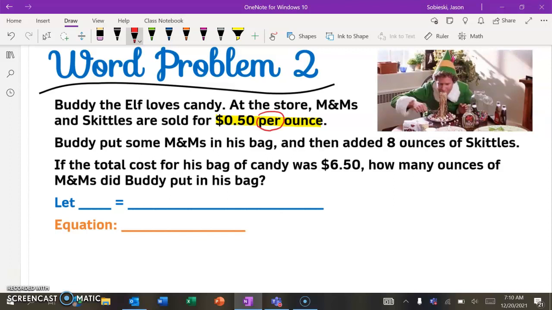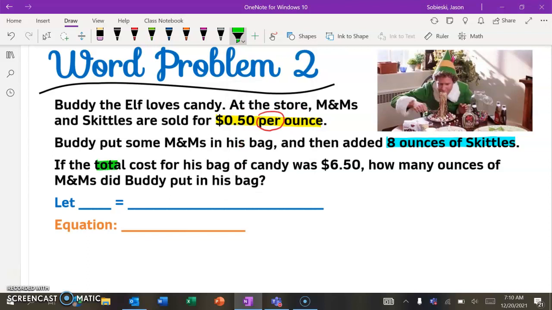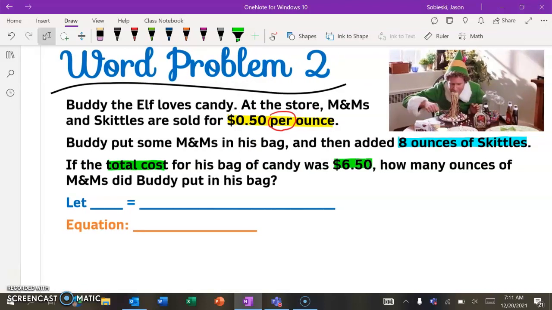But he put some M&Ms in his bag and then added 8 ounces of Skittles. So there's an important piece of information. And then it says the total cost was going to be $6.50. And we want to figure out how many ounces of M&Ms. So again, how many ounces of M&Ms tells us that is going to be our unknown. So let's use the variable M, and that's going to represent ounces of M&Ms.